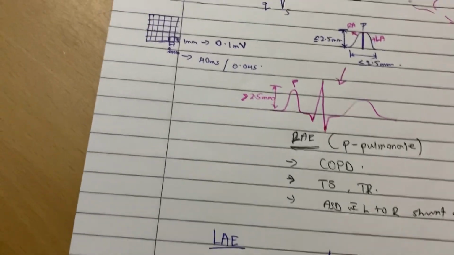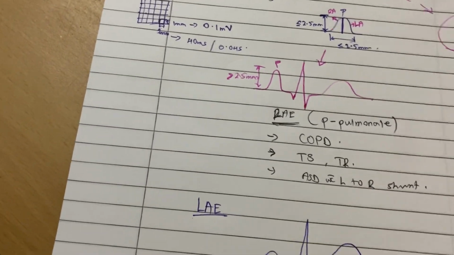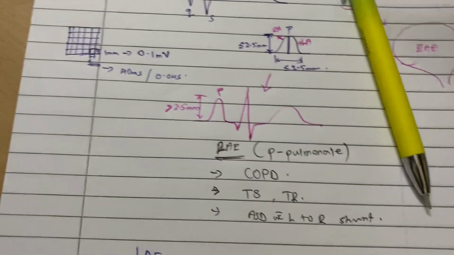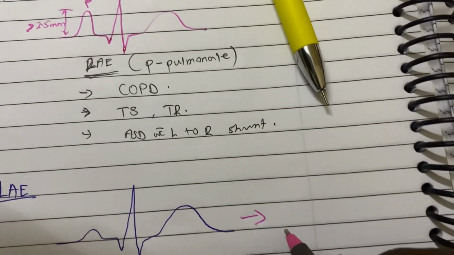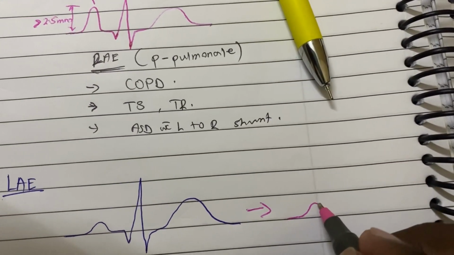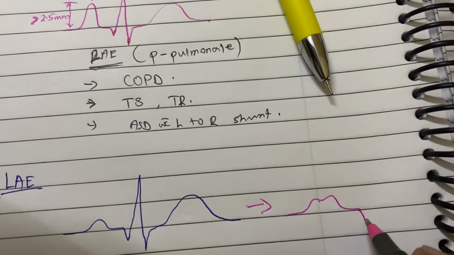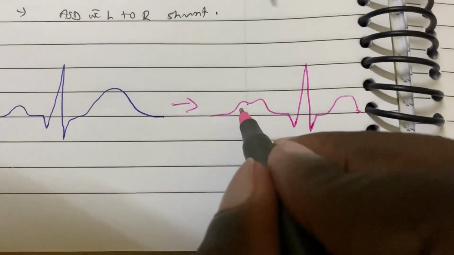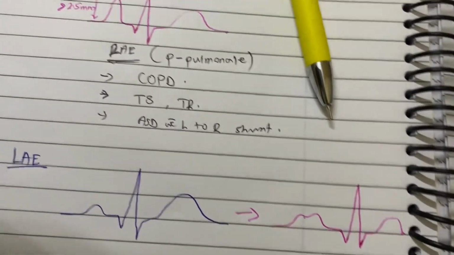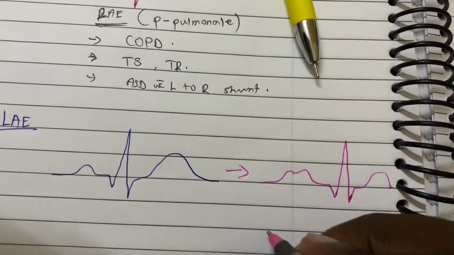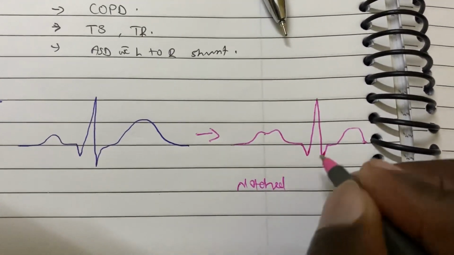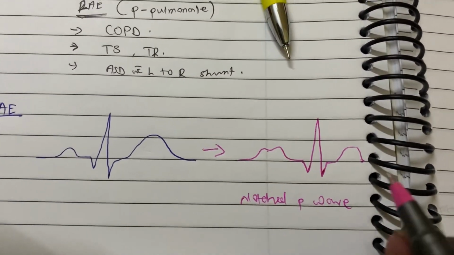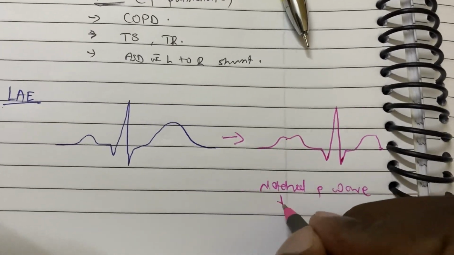This is normal. Again, the labeling is that one. But now we have divided it into two. Instead of looking like this, it will change and look like that. This is P. This is P. We shall get notched P waves in left atrial enlargement, notched and broad.